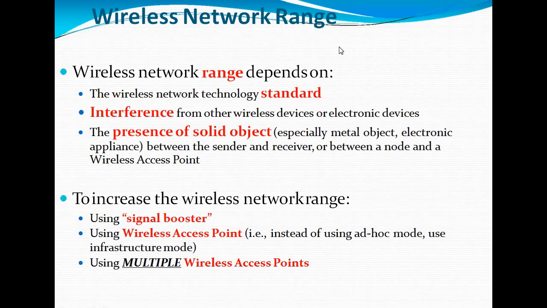So in wireless network range, the range depends upon the same standards, interference, and presence of solid objects, means electronic appliances, between sender and receiver or between node and a wireless access point. So to increase the wireless network range, we use signal boosters, wireless access points, that's WAP, and multiple wireless access points are used to speed up our wireless networks.